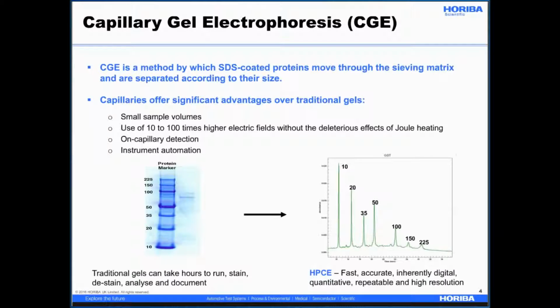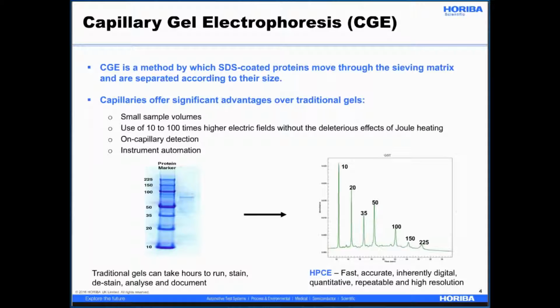Capillaries offer many advantages over traditional gels. We can use very small sample volumes, typically 50 microliters. We can use 10 to 100 times higher electric fields without the negative effects of joule heating. We can apply voltages of up to 28 kilovolts, and for a CGE separation we generally use between 16 to 18 kilovolts. This increases the efficiency of the separation, leading to better resolution. We have on-capillary detection, and the instrument is completely automated, leading to greater walkaway time for the user.